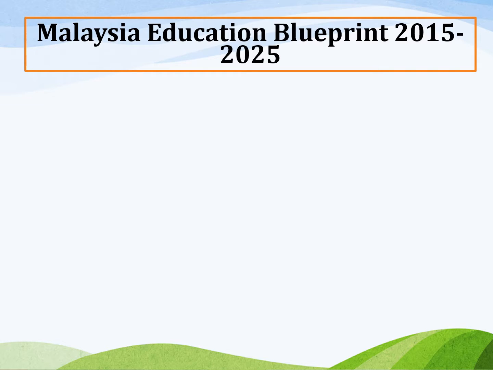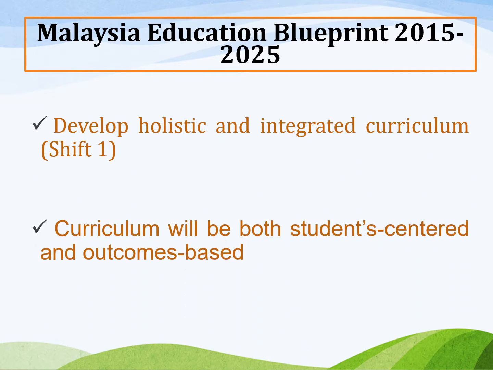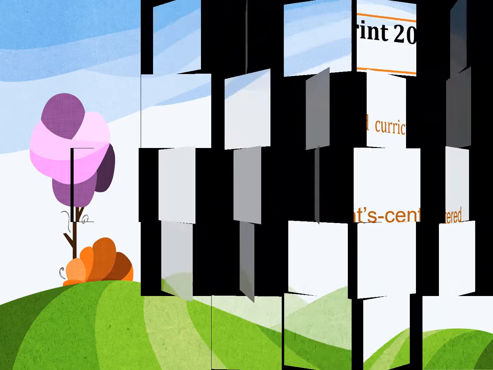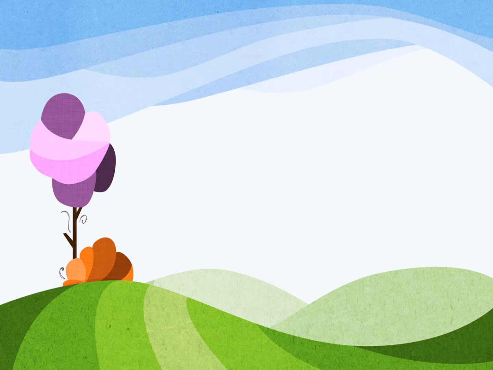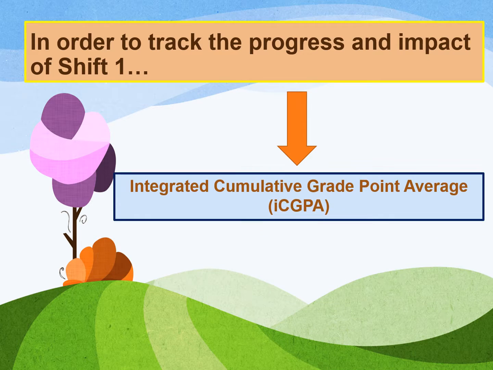Malaysia has developed the latest Malaysia Education Blueprint, and one of the main strategies is to develop a holistic and integrated curriculum. In this strategy, the curriculum will be both student-centered and outcomes-based. In order to track the progress and impact of the strategy mentioned just now, an integrated cumulative grade point average, or so-called iCGPA, was developed.